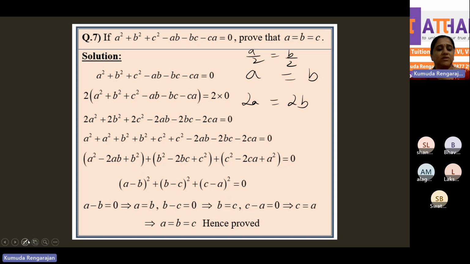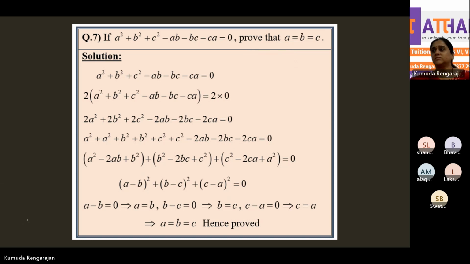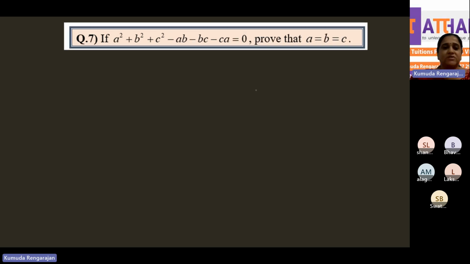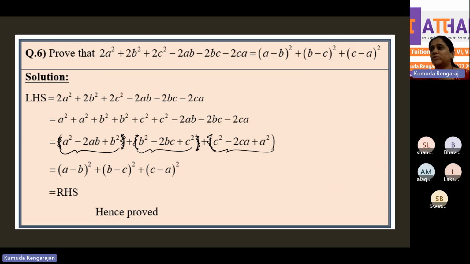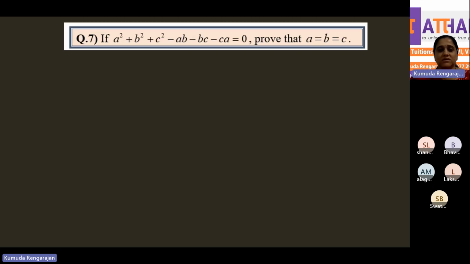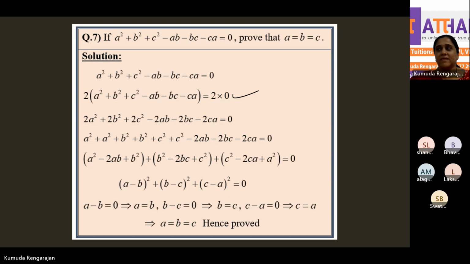So I'm multiplying both the sides by 2. You should notice that when you multiply both the sides by 2, it becomes this equation. So these two are the same. See here.